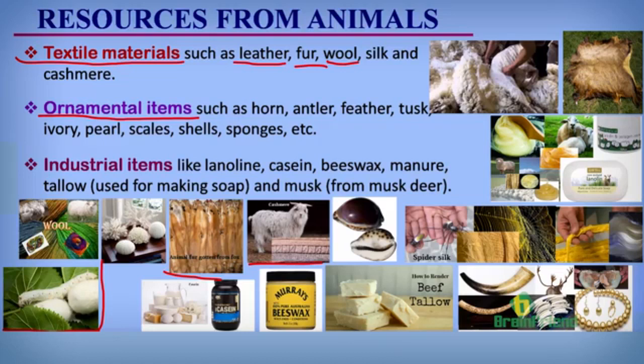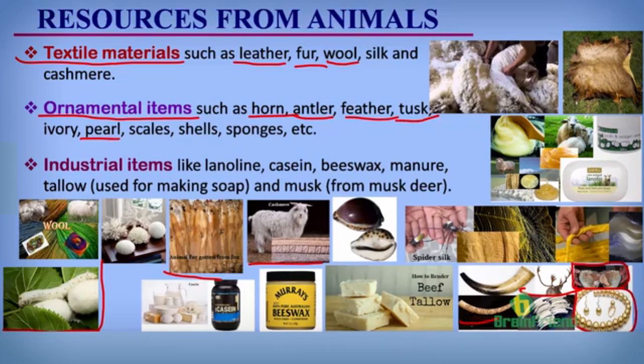Examples of such items are horn. We have antler, which is similar to horn. We have feathers, tusk, ivory gotten from horns as well. We also have pearl. Pearls are used to make jewelries.